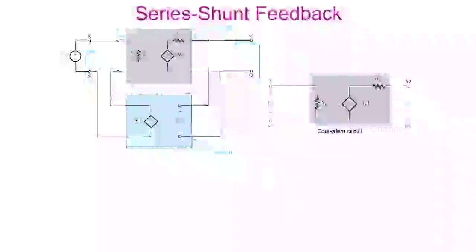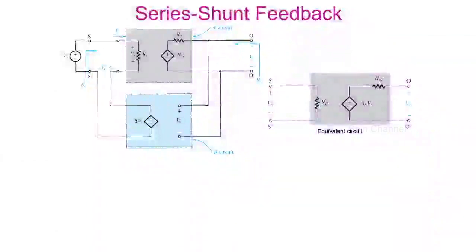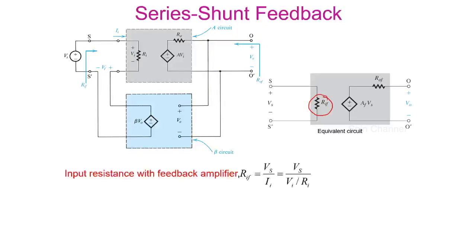Let us find the input resistance of the feedback amplifier. Let Ri be the input resistance of the basic amplifier and Rif be the input resistance of the closed loop amplifier. So the input resistance with feedback is given by Vs, that is the source voltage, by the input current. The input current I can be expressed as Vi divided by Ri, the input resistance of the basic amplifier. So we know the value of Vs.